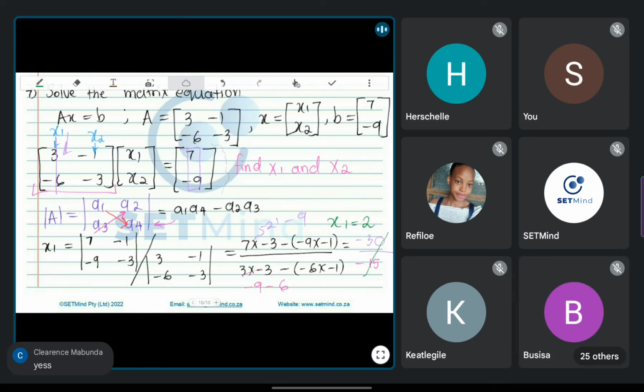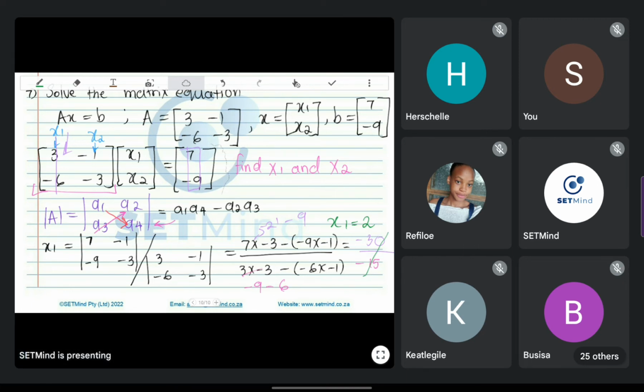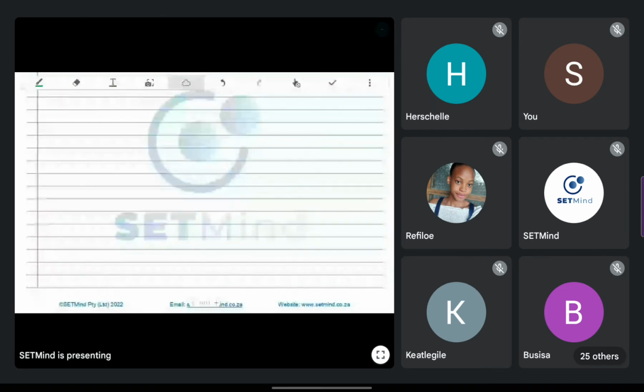Okay, so let me copy this one. And then look carefully at how I'm going to get x2. This is really simple when you use Cramer's rule. So let's go back to this page. Yeah. Paste here.